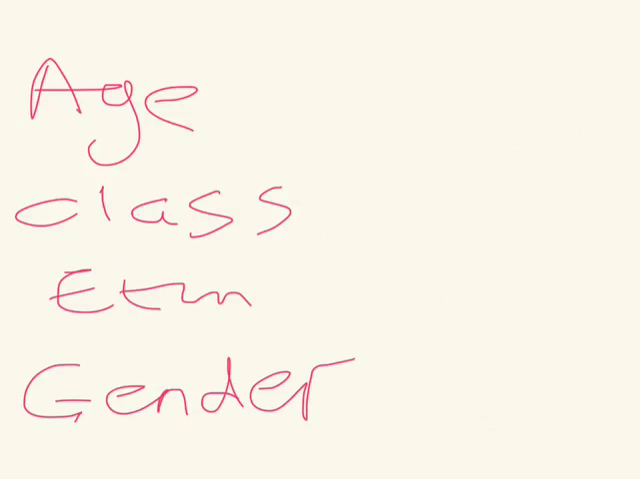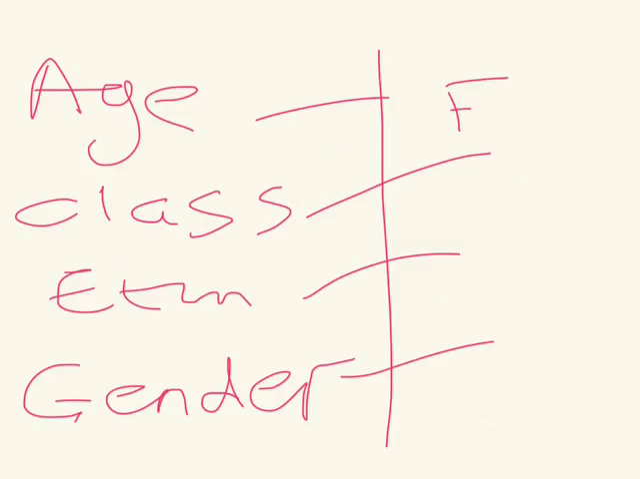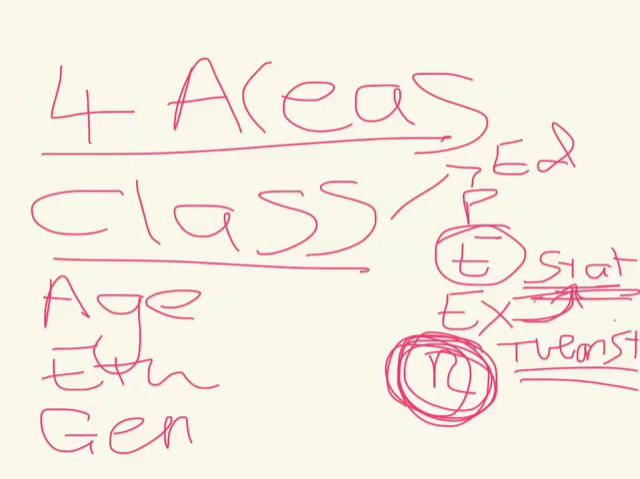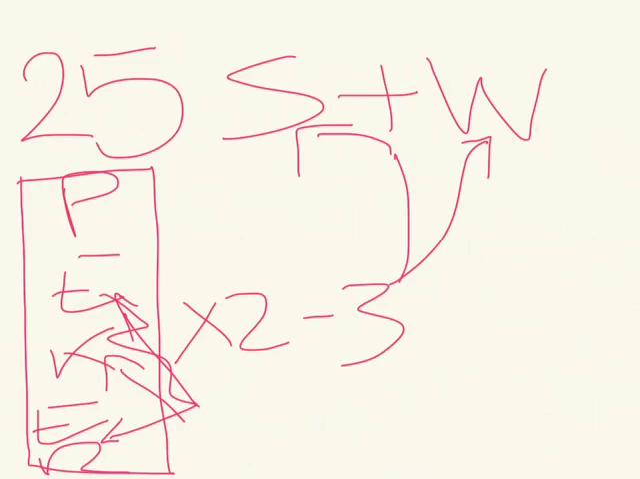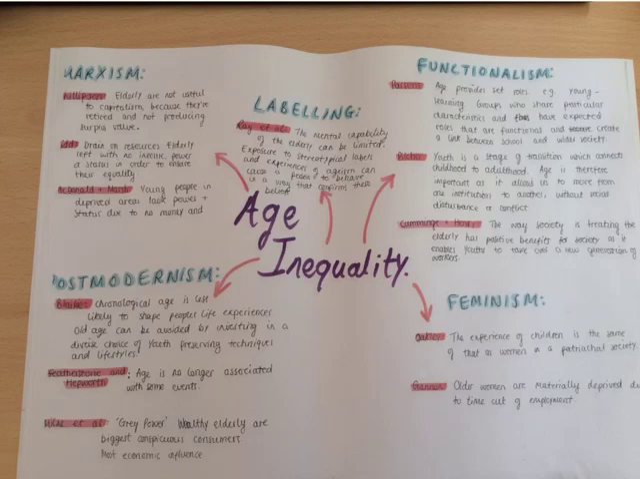For your 40-mark question, you're either going to get a question on age, class, ethnicity, or gender. And you will always get asked for a sociological explanation of one of these key areas. This is where it could be functionalism, Marxism, any of those. So what you've really got to do is create some revision materials like these. Let me just skip ahead. Okay, revision materials like these.